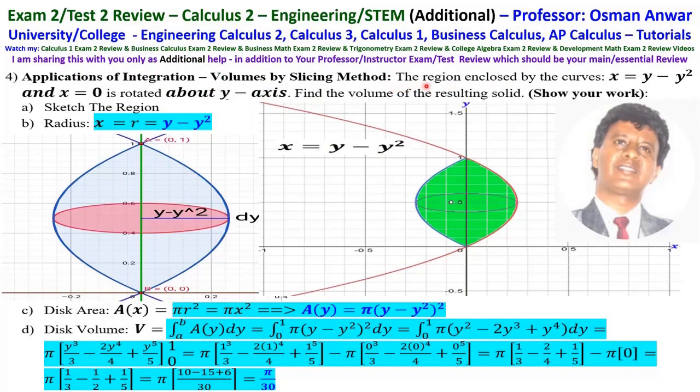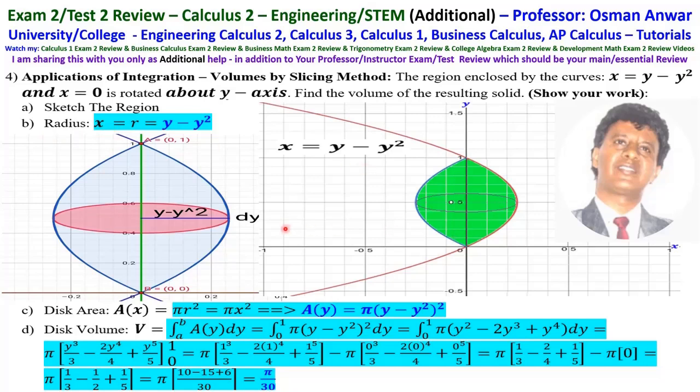Number 4 is the region enclosed by the curve x equals y minus y squared, which is this curve, and x equals 0, which is the y-axis, and y equals 0, the x-axis, rotated about the y-axis. So this is the region, and we'll rotate it about the y-axis. Find the volume of the resulting solid. Sketch the region.